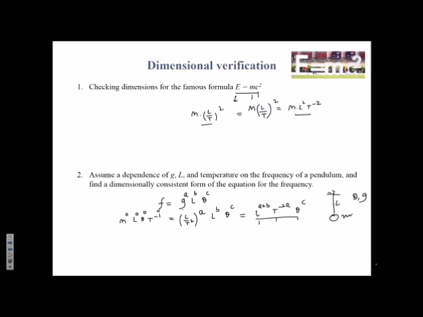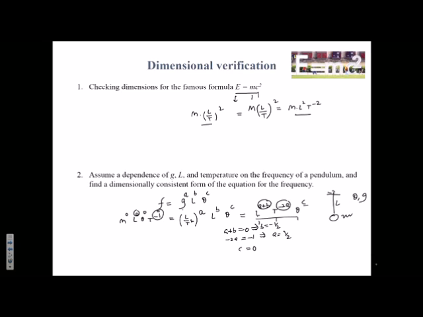So if both of them are supposed to match, then a plus b should be equal to 0. If you compare minus 2a with the power of t, it's minus 1, so we get minus 2a equal to minus 1. And that right away gives you a equal to 1 over 2. And if you substitute a equal to 1 over 2 in here, that gives you b as minus 1 over 2. And what is c? C is 0, because there is no theta term on the left-hand side. So we found all the exponents. That's what we're looking for, a, b, and c.